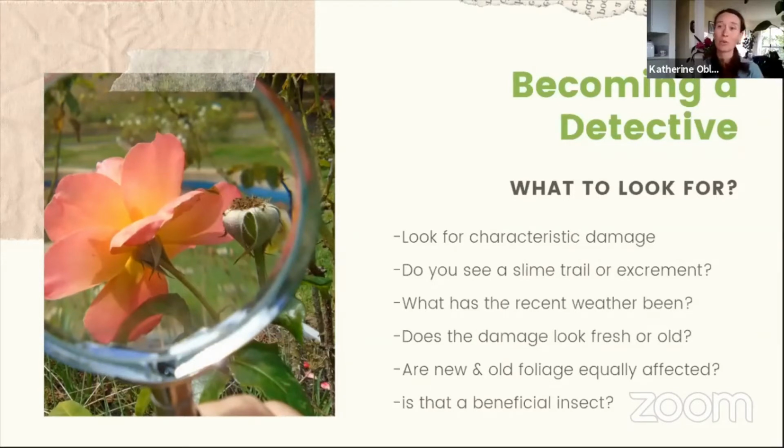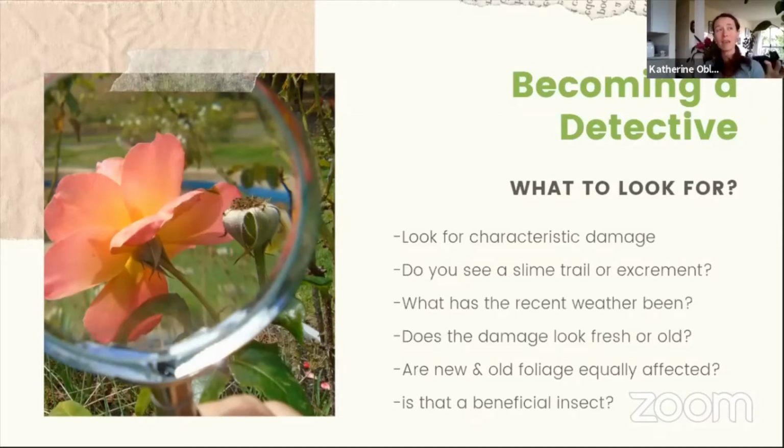Is this damage old news, and was it done 2 or 3 weeks ago, or was it done last night and the culprit is actually still around the plant waiting for another opportunity to feed? What has the recent weather been? If we just had a hailstorm and you've got holes in your plants, that might be the cause. In which case there's nothing you can do but support the plant in recovering from that injury.